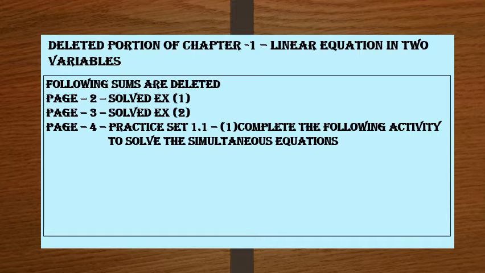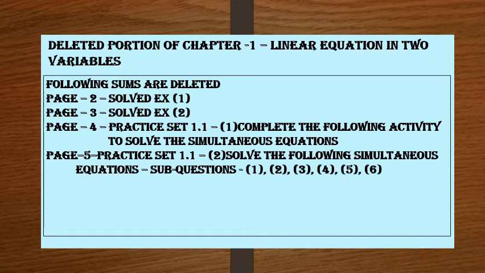From page number 4, practice set 1.1, question number 1, complete the following activity to solve the simultaneous equation is deleted. From page 5, practice set 1.1, question number 2, solve the following simultaneous equations. All these sub-questions are being deleted. That is, right from 1 till 6 has been deleted. So 1, 2, 3, 4, 5, 6 has been deleted. Only two sub-questions you have, that is 7 and 8. I've shown you in the practice set.